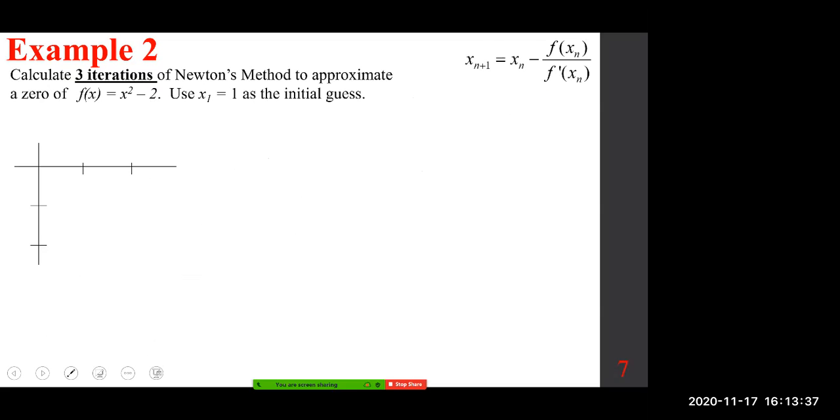Here's another example. Okay. We have the function f of x equals x squared minus 2. Everybody knows that's a parabola y equals x squared shifted down by 2 units. And we want to start with x sub 1 equals 1 as the initial guess. Sometimes it's not given. Okay. And we want to calculate 3 iterations. That means we want to calculate 3 more. That's what it means. This is x sub 1, then 3 more, x sub 2, x sub 3, x sub 4. So we need to go through the process.